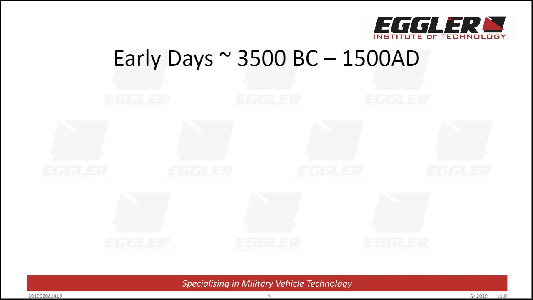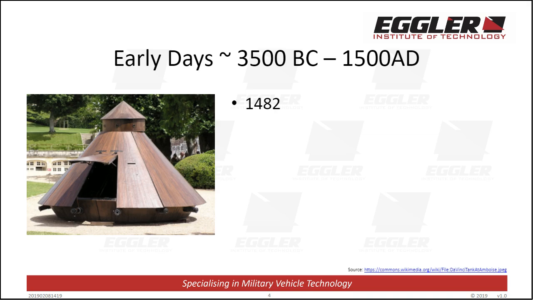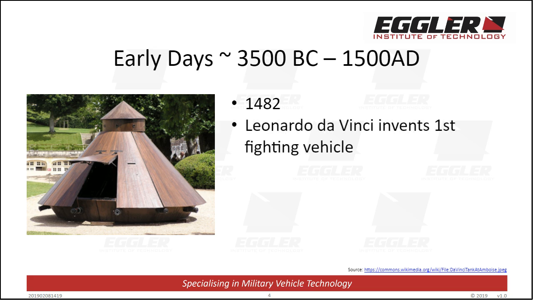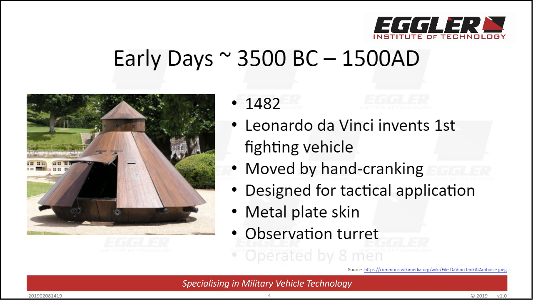The next breakthrough in fighting vehicle design came about in 1482. You can see here the first early fighting vehicle designed by Leonardo da Vinci. It was quite ingenious for its time and incorporated the first known turret observation tower used in a military vehicle. It provided limited protection, using a thin metal plate, and was operated by 8 men.